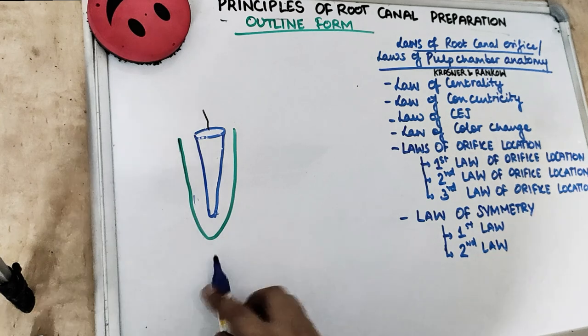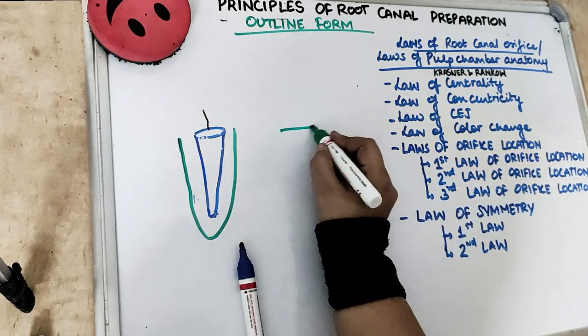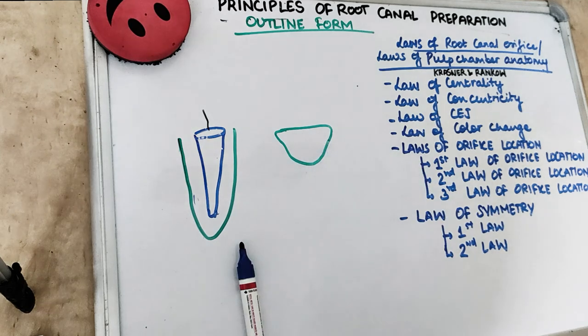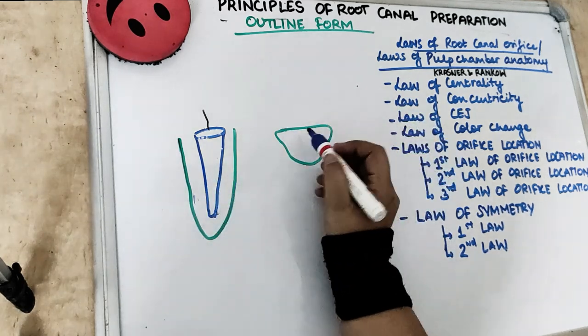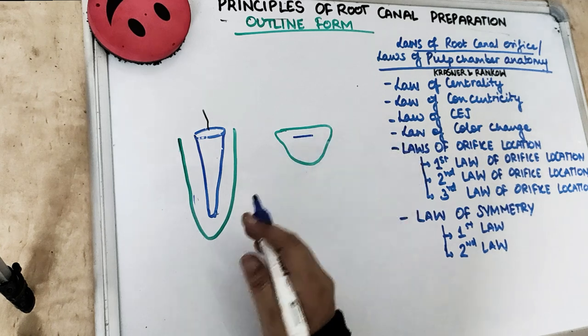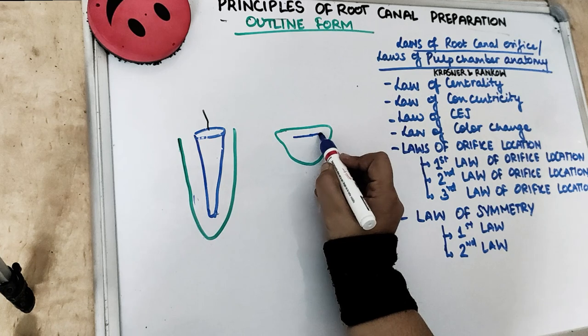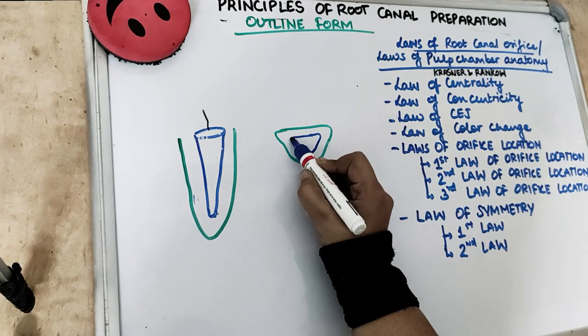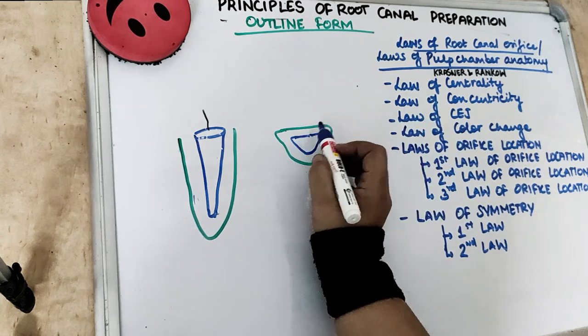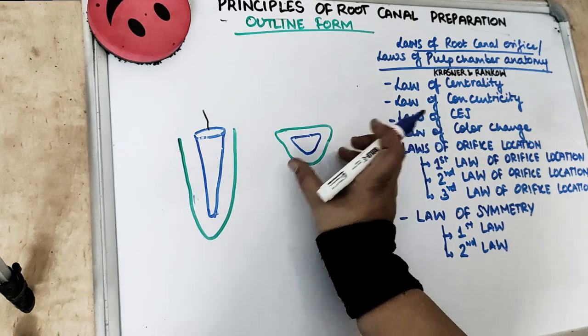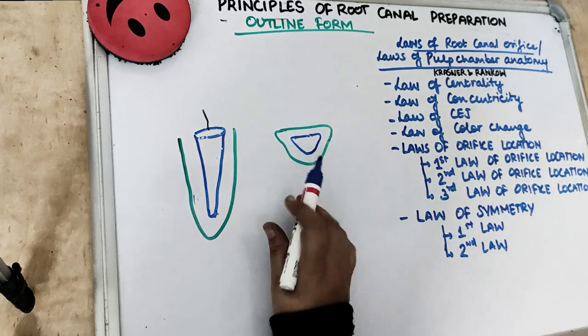So that means, suppose this is a maxillary incisor, right? This is the incisal view. The anatomy of our pulp chamber will be similar to that of the external structure of the tooth. So the pulp chamber is going to be similar to the external surface of the tooth.